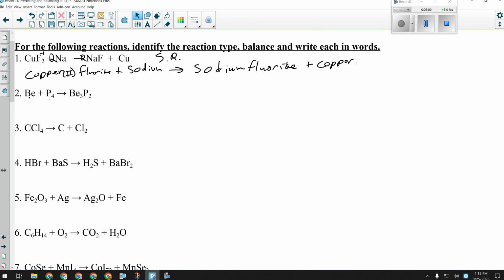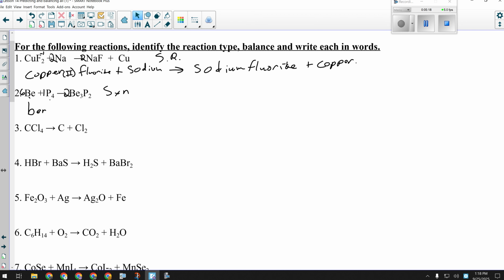Synthesis. Okay, so they're going together to form this single ionic compound. If I'm going to balance this, 4 is my biggest number, so I would need to put a 2 there to balance my phosphorus, which gives me 6 berylliums. So 6, 1, 2 would be the balancing numbers there.